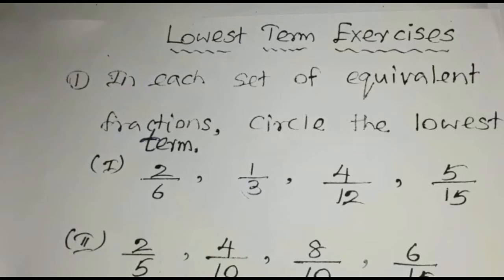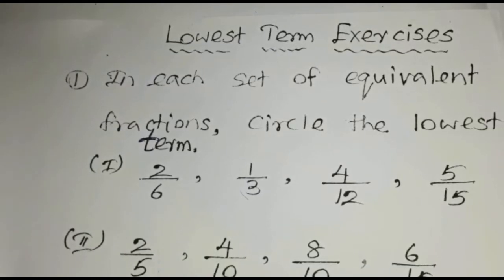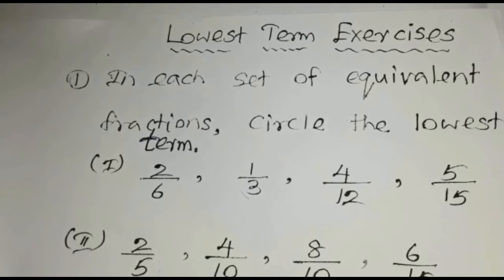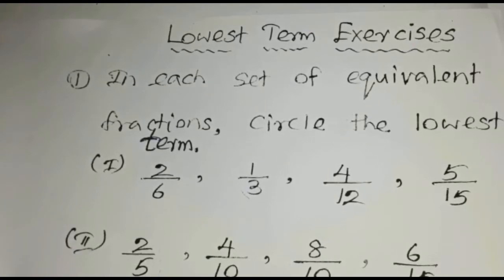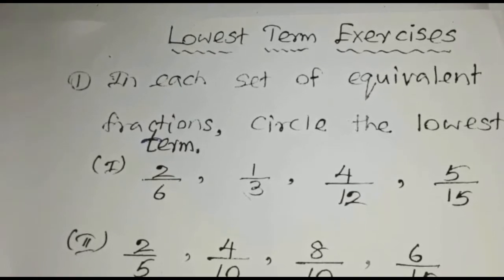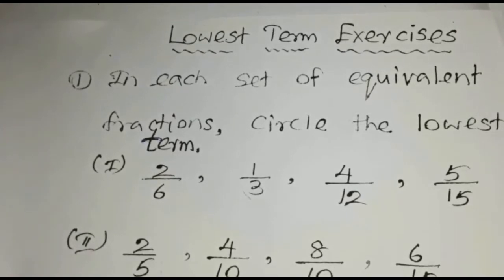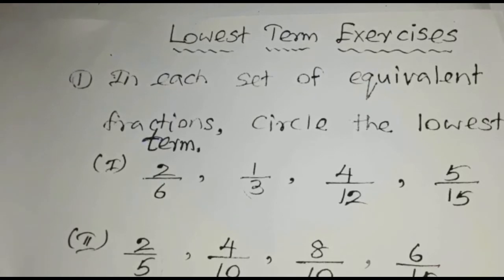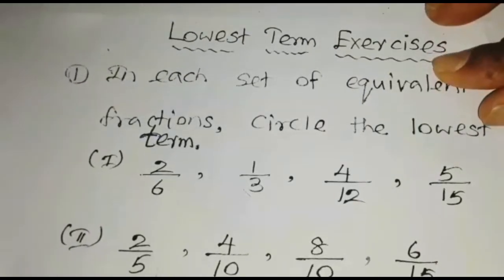First one, in each set of equivalent fractions, circle the lowest term. First one: 2 over 6, 1 over 3, 4 over 12 and 5 over 15. 2 over 6 is divisible by 2. 4 over 12 is divisible by 4. 5 over 15 is also divisible by 5. 1 over 3 is not divisible by any number, so 1 over 3 is the lowest term.